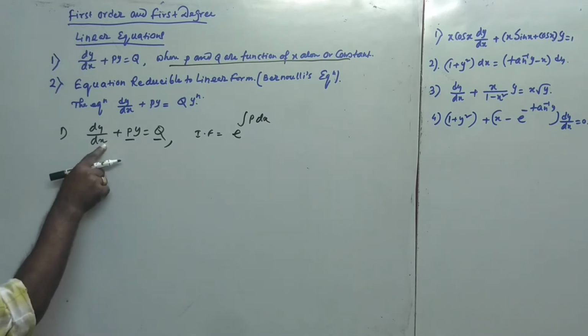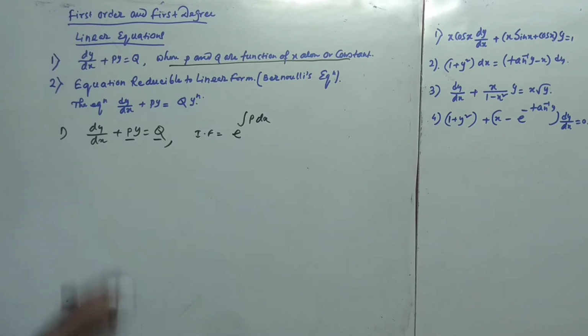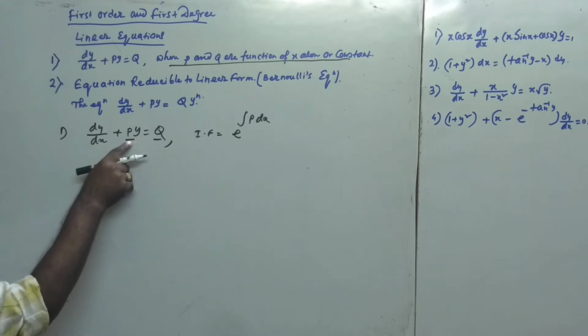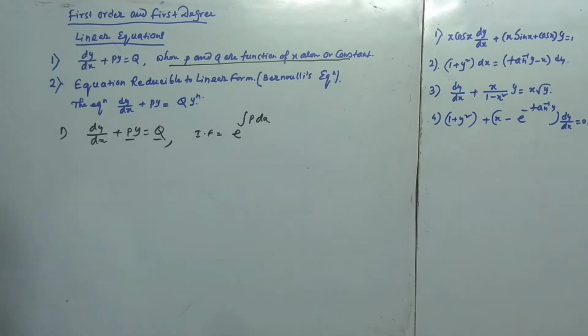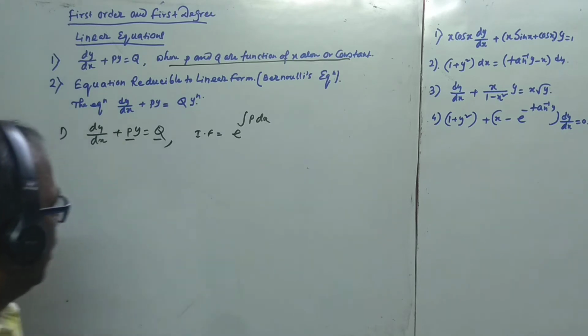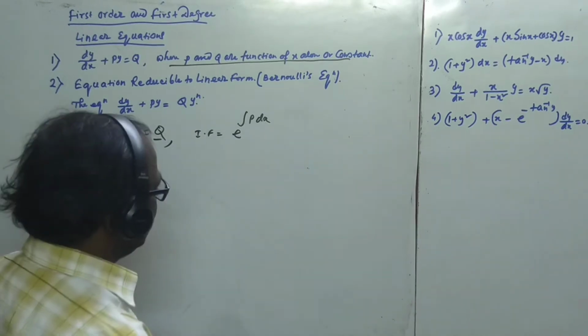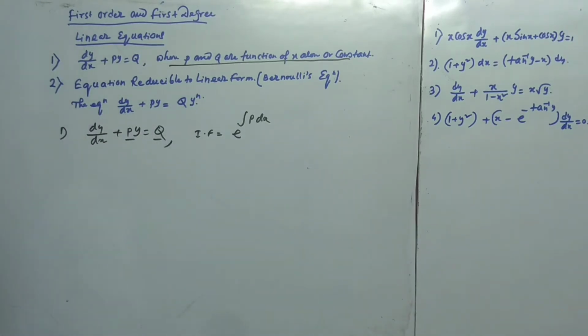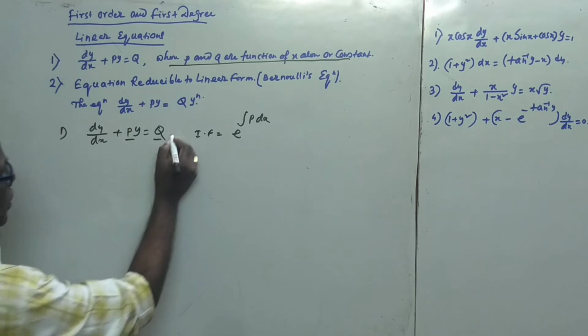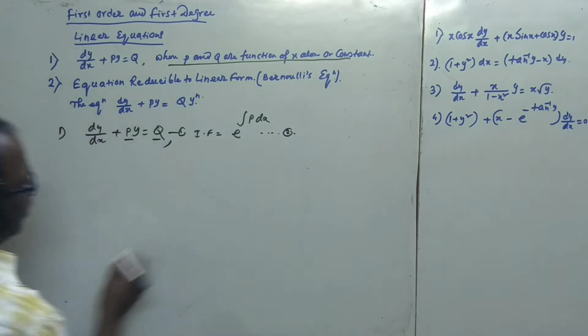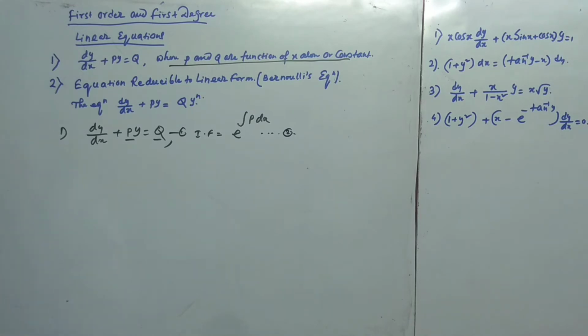P and Q here are functions of x or constants. If this is with respect to y and this is x, then P and Q are functions of y alone or constants, and we follow the respect to y. So here the integrating factor is e to the power integral P dx, and P and Q are functions of x. This is equation number one. Number two: multiplying by the integrating factor to equation number one.